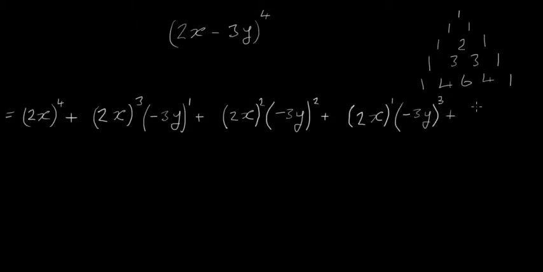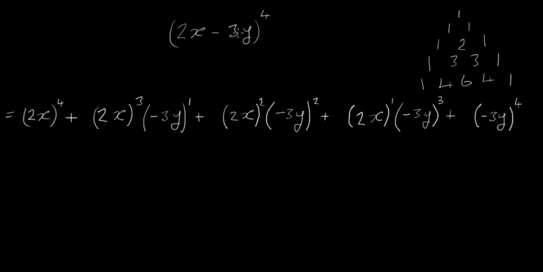So really all I'm going to be left with here is the second term, which is minus 3y, and that's going to be to the power of 4 because we had minus 3y to the power of 0, minus 3y to the power of 1, minus 3y to the power of 2, minus 3y to the power of 3. So now it's minus 3y to the power of 4.